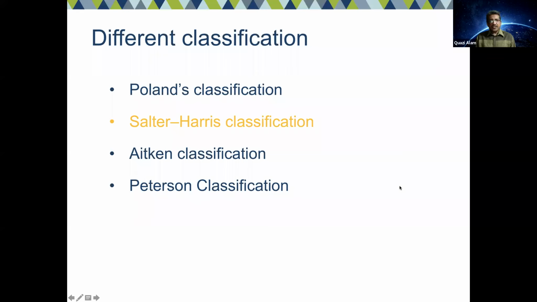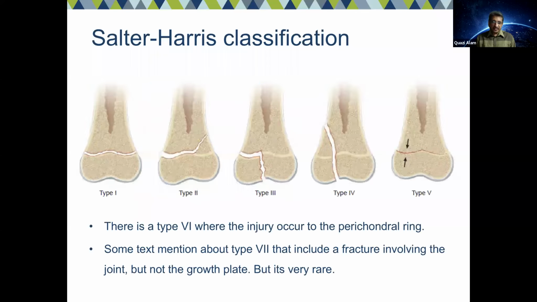There are a lot of different classification systems for physeal injuries: Poland classification, Salter-Harris classification, Aitken classification, Peterson classification. A lot of classifications are there. You can go to the net to learn about them. But the main thing to note is they are almost very much similar, just a little bit 11th and 12th hour like that. Like in Poland's classification, type 2 is very similar to Salter-Harris type 4, or in Aitken, type 1 is similar to Salter-Harris type 1, something like that. But we are going to focus on the main classification, which is known as the Salter-Harris classification.